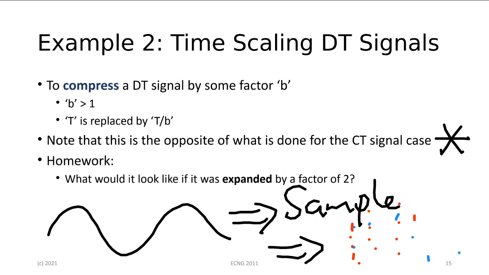If I need to squeeze that, make it occupy less space, I need to squash this in. In other words, I have to sample it or look at it twice as much. That is why in the case of discrete time, to compress, wherever you have a factor t, you have to decrease the spacing of the t. So when you compress, you divide, and when you expand, you multiply. Fair enough?